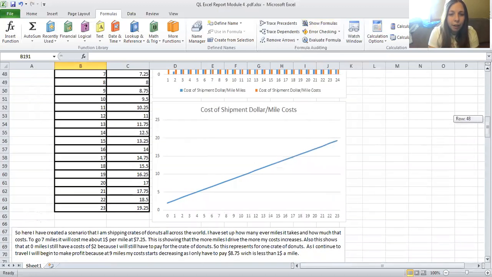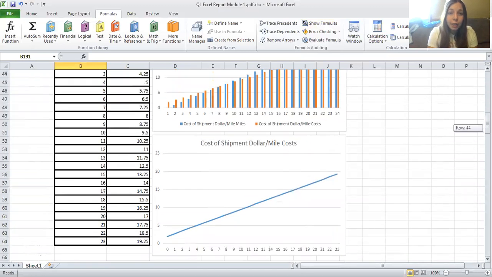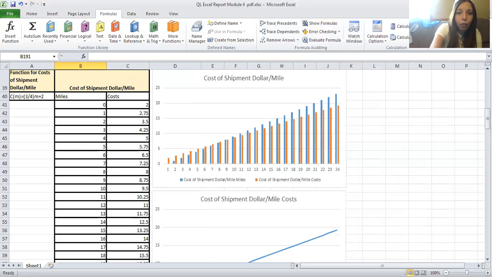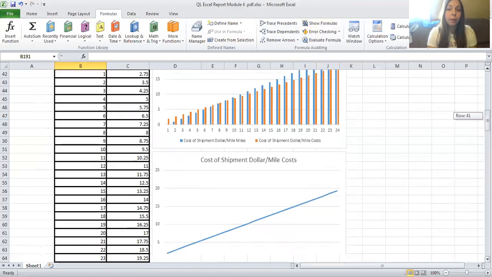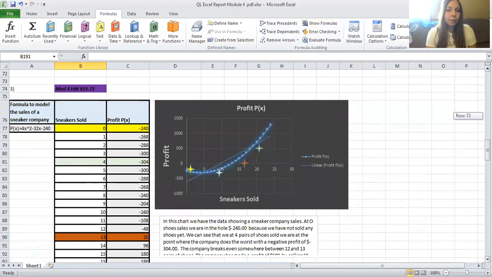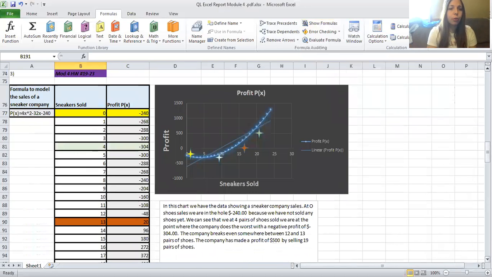So here I've created this scenario and showing that the more miles I drive, the more my cost increases. As I continue to travel, I will begin to make a profit because at 9 miles, my cost starts decreasing as I only have to pay $8.75, which is less than $1 a mile. In the beginning, you can see it was going up like $1 a mile. And as I go down, it starts getting less and less, which means I'm starting to make more of a profit. Going on down to number 3, we're looking at the sneakers sold for a sneaker company and the profit on that.